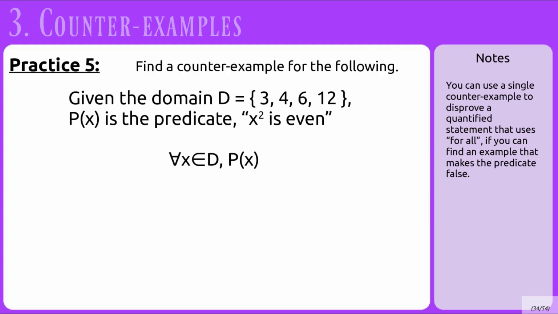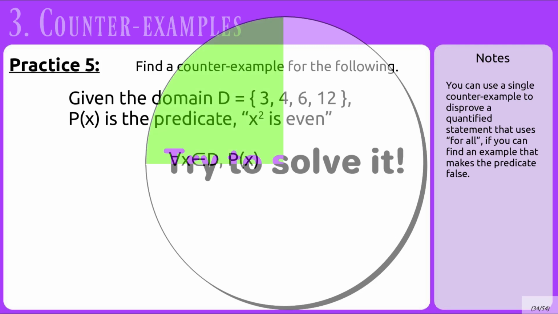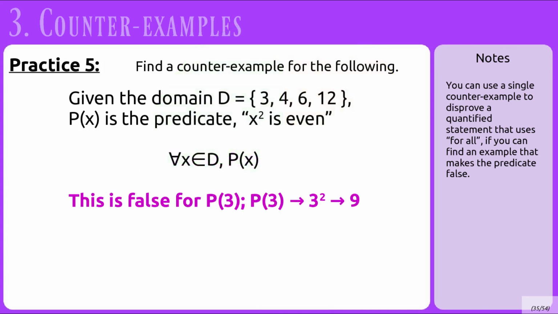So now you try. Find a counterexample for the following. Given the domain D is 3, 4, 6, and 12, and P of x is the predicate, x squared is even, find a counterexample for for all x in D, P of x. This is false for P of 3. P of 3 is going to be 3 squared, which ends up being 9, and that is not even.